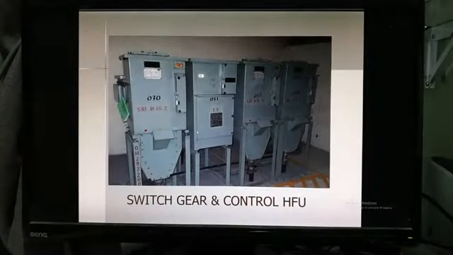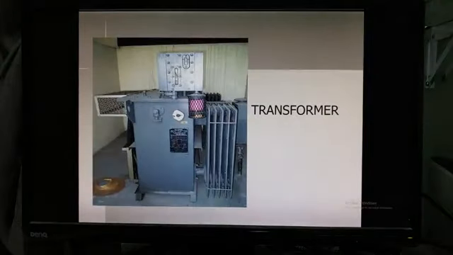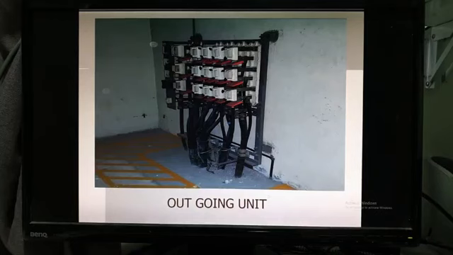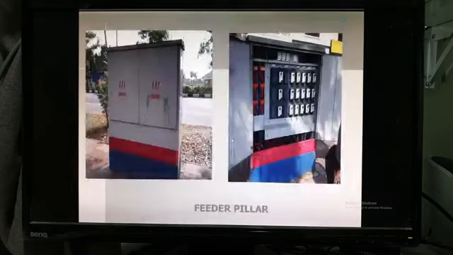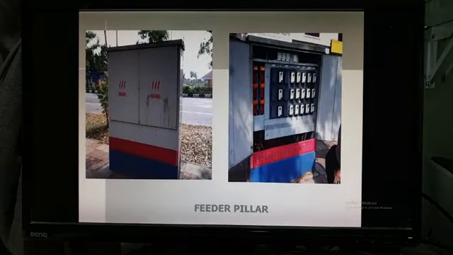So this is the switchgear, the step down transformer from 11 kilovolts to 415 volts. As you can see, the transformer is a bit smaller. This is the outgoing unit and the feeder pillar. Feeder pillar, we can usually find at the side of the road. This is this small box.